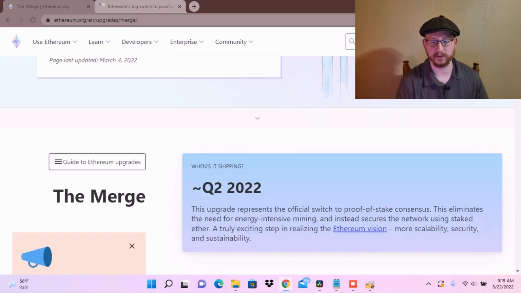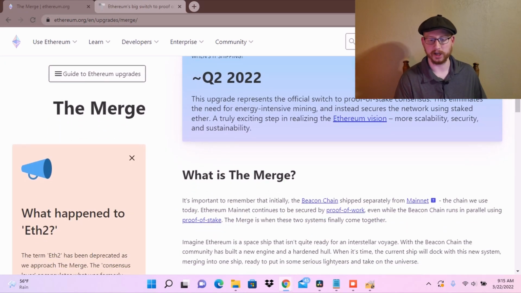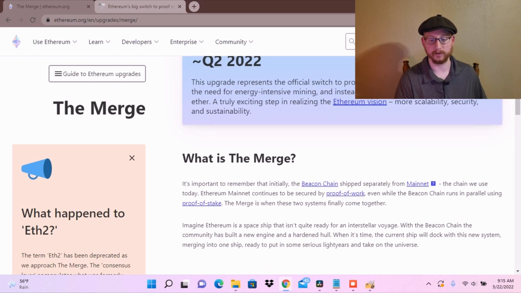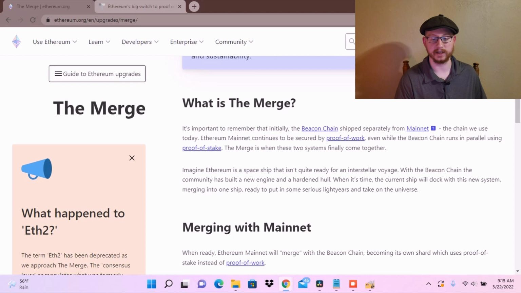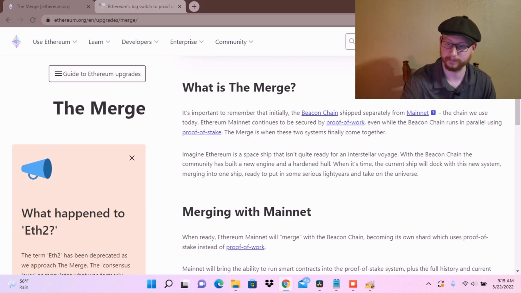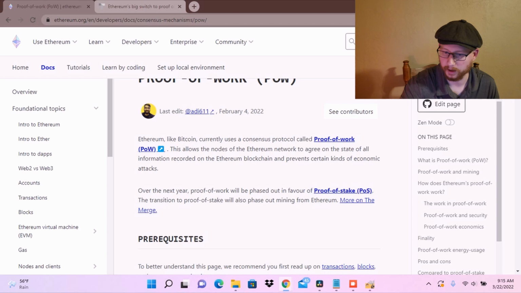So the merge. Eventually, the current Ethereum mainnet will merge with the beacon chain proof-of-stake system. This will mark the end of proof-of-work for Ethereum and full transition to proof-of-stake. This is planned to precede the rollout of shard chains. We formally referred to this as Eth2. It's going to be more scalable. They're going to be able to do more at a time, security, and sustainable.